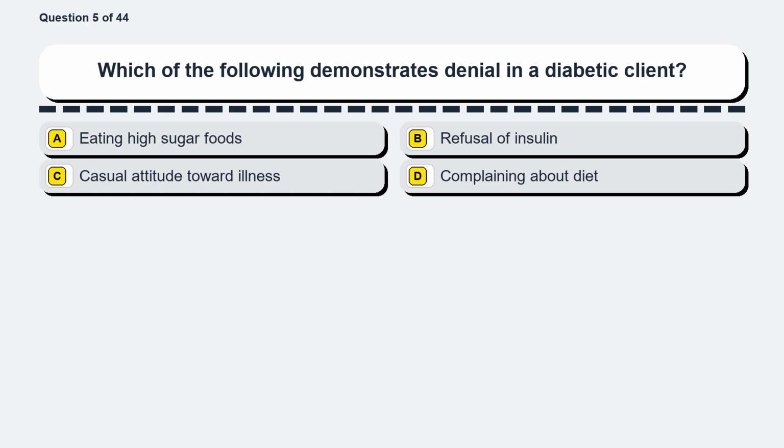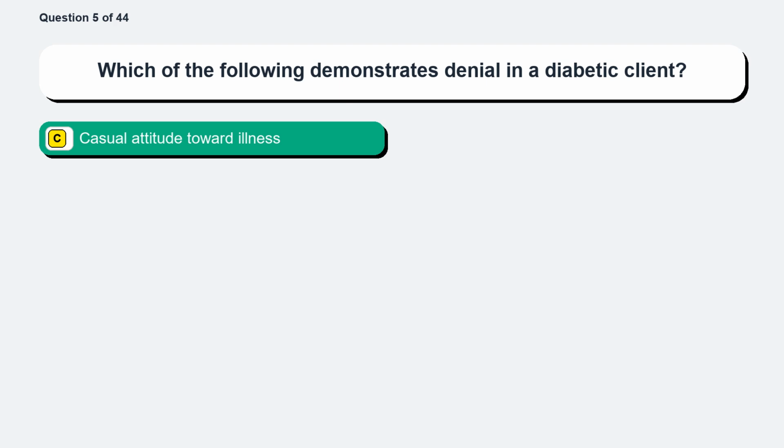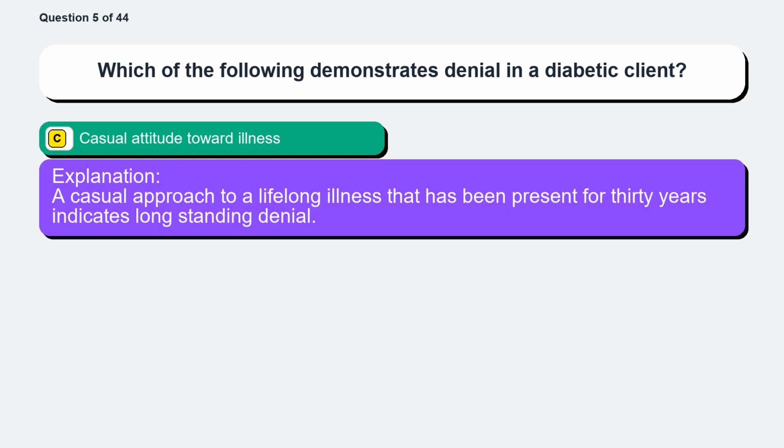Question 5. Which of the following demonstrates denial in a diabetic client? Option A, eating high sugar foods. Option B, refusal of insulin. Option C, casual attitude toward illness. Option D, complaining about diet. The correct answer is option C, casual attitude toward illness. A casual approach to a lifelong illness that has been present for 30 years indicates long-standing denial.